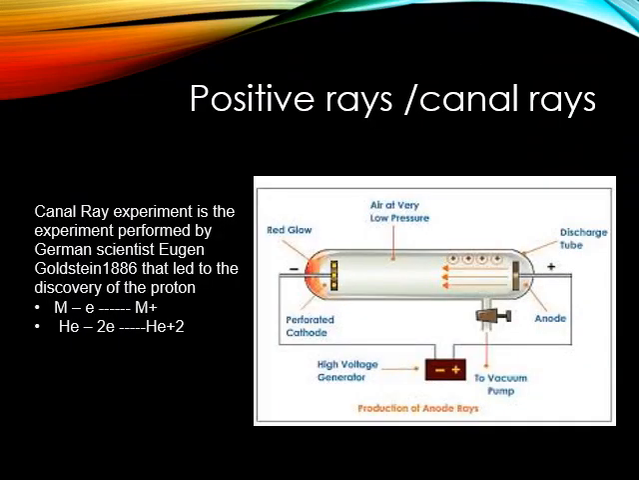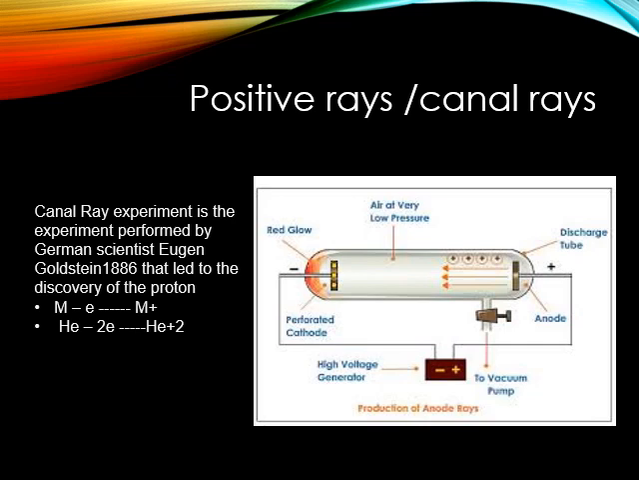Now here a diagram is given for an experiment performed by Eugene Goldstein in 1886, who discovered the proton by this experiment. This is the experiment called the canal rays or positive rays experiment, for which a glass tube is used. Again, it is the same instrumentation as we use for the electron discovery or the cathode rays discovery.